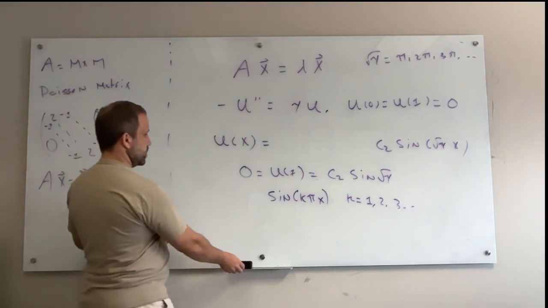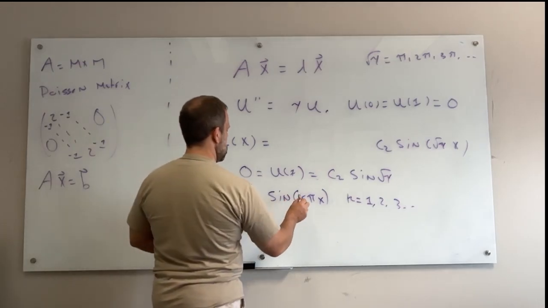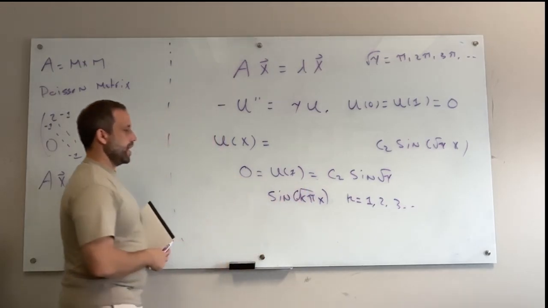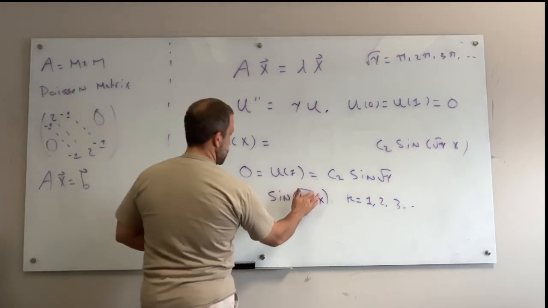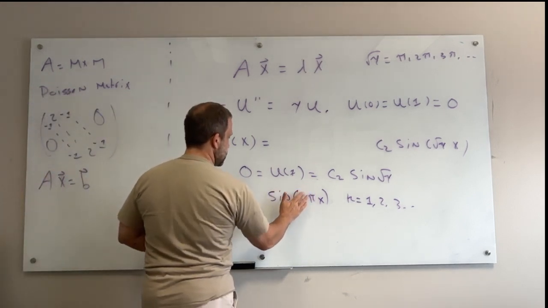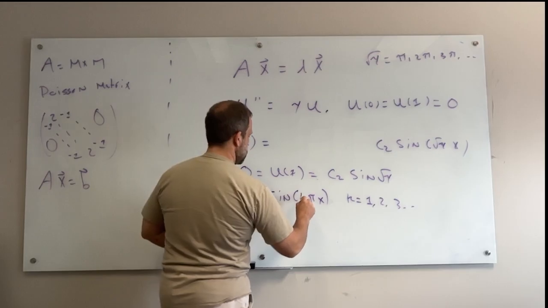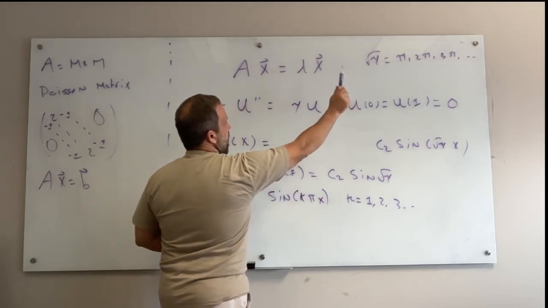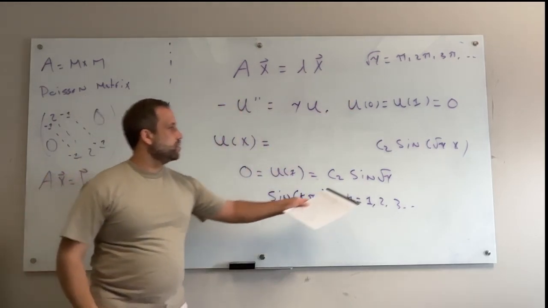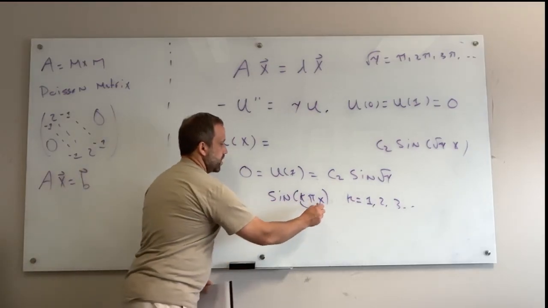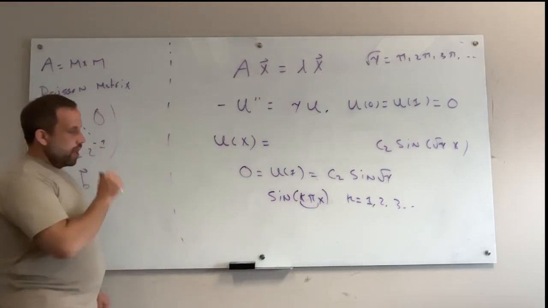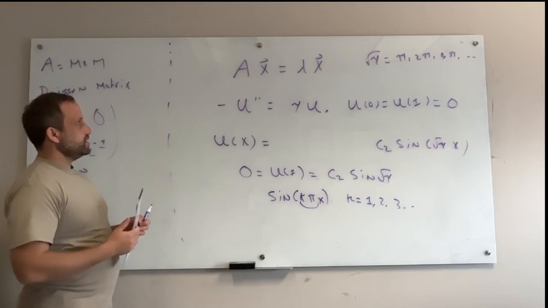Oh, sorry, this is going to be square root of that. No, sorry. I always trip myself up on this part. Okay, square root of gamma is equal to pi, 2 pi, 3 pi, so sine square root of gamma x is going to be sine k pi x. So this right here, k pi is square root of gamma. Okay, so those are going to be the eigenfunctions in the continuous case.